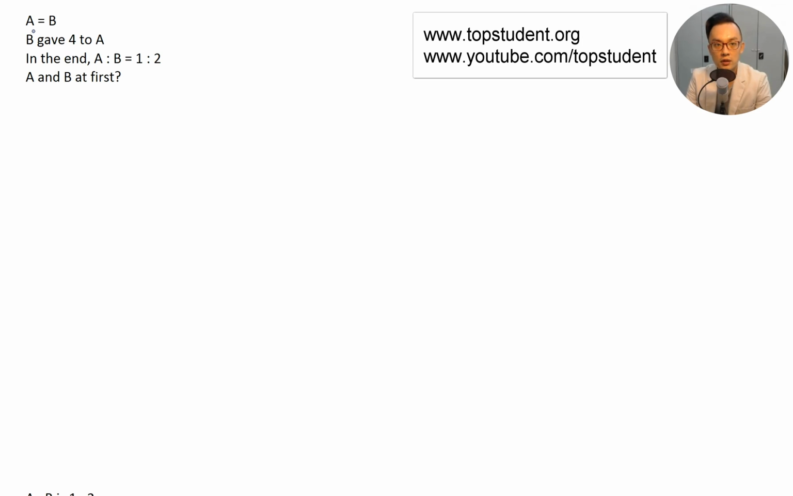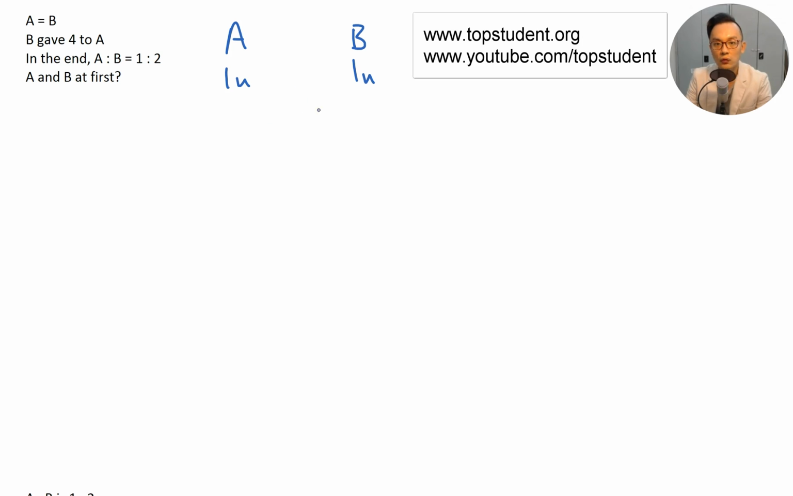So let's look at this question. A equals B. B gave 4 to A. In the end, A is to B is 1 is to 2. What are A and B at first? So let's draw A and B. A equals B, therefore A is 1 unit, B is 1 unit, and I need to write the total is 2 units. So 1 plus 1 is 2.